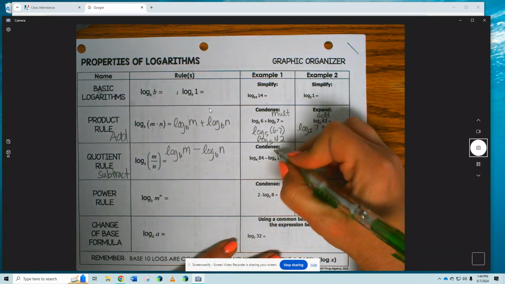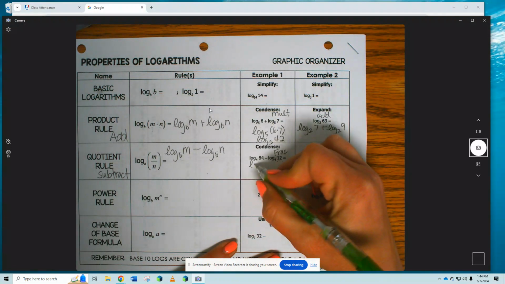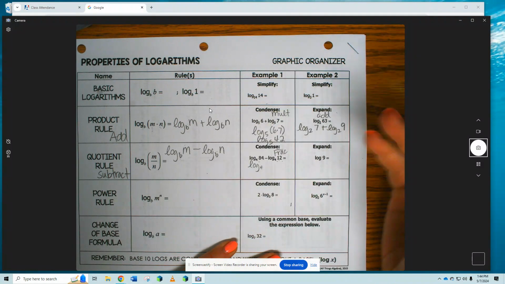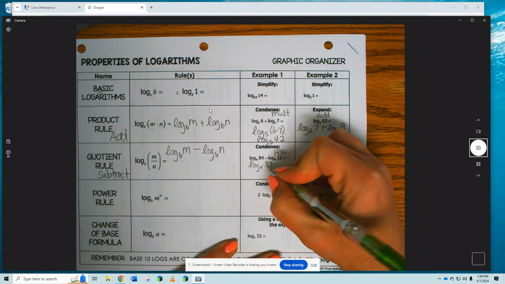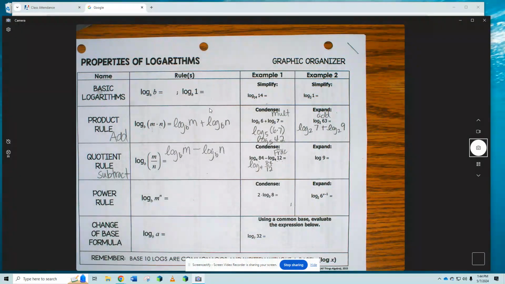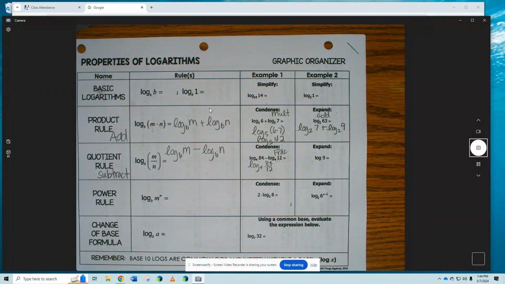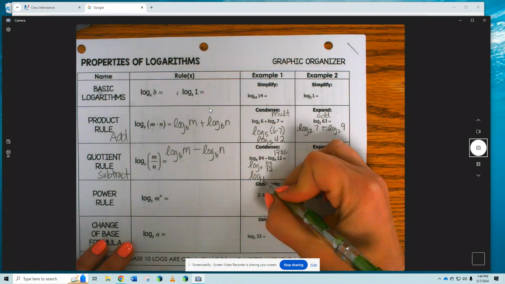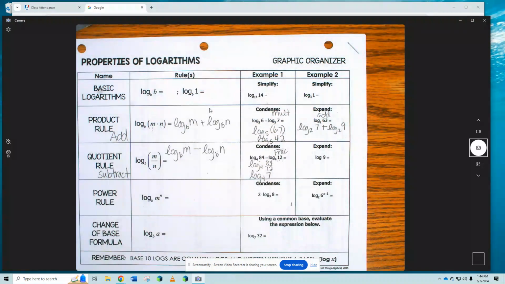All right, here's subtract. Change it into a fraction. Log base 4 and do numerator, denominator. 84 over 12. It does go in evenly. I've got 12, 24, 36, 48, 60, 72, 84. So it goes in 7 times. If I can simplify it, I do. Log base 4, and the answer is going to be 7.